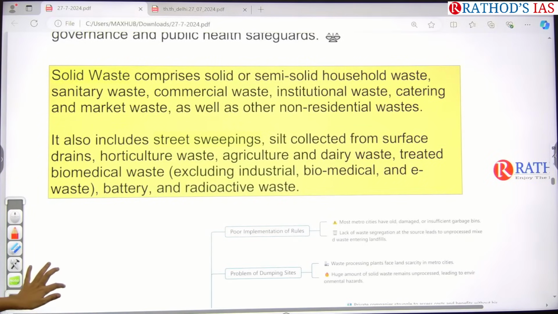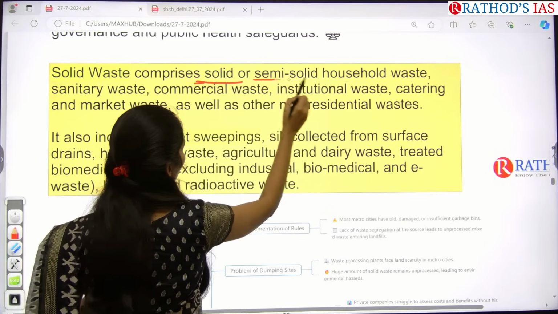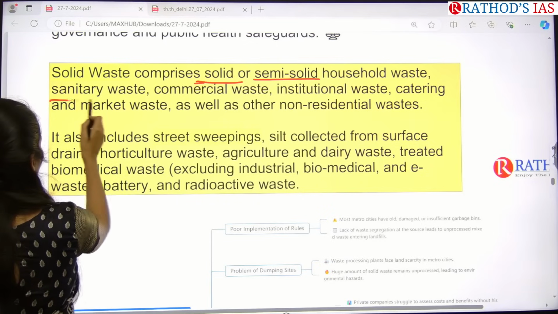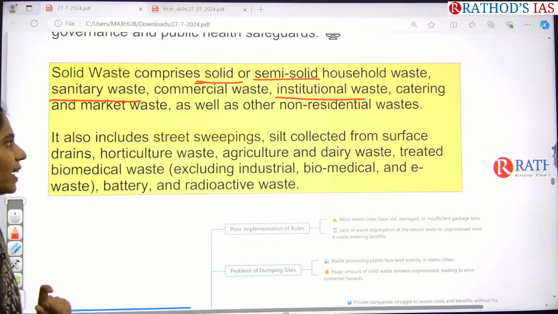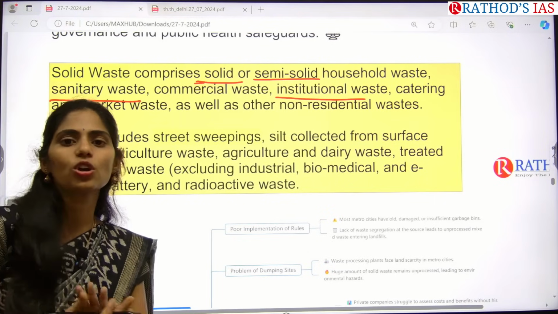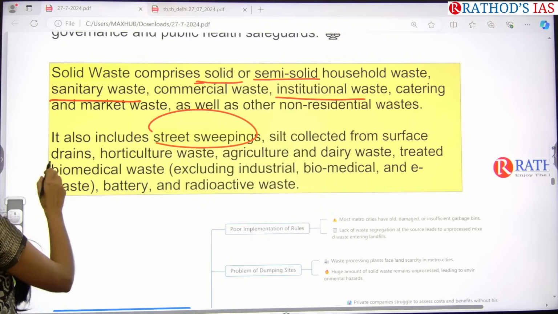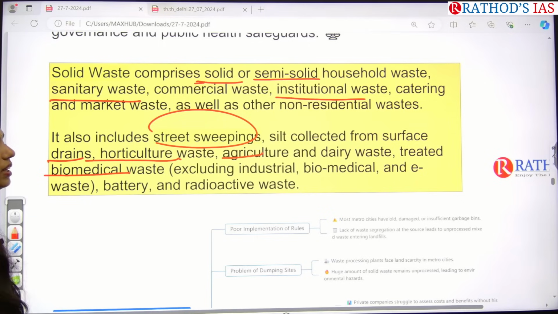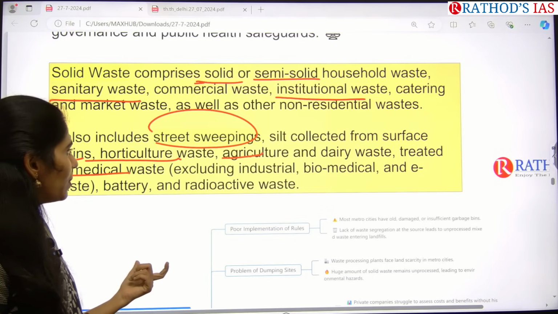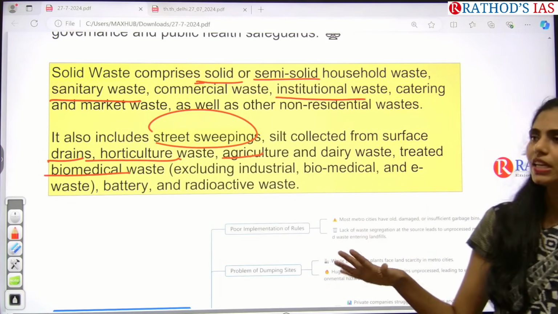If you see some basic facts regarding solid waste, what is solid waste? Solid waste comprises solid or semi-solid household waste, sanitary waste, commercial waste, institutional waste, market waste, and other non-residential waste. Here, street sweepings, silt collected from sewage drains, horticulture waste, agriculture and dairy waste can also be treated as solid waste. We can also include biomedical waste, like cotton and other products removed after surgery. All those things come under solid waste.